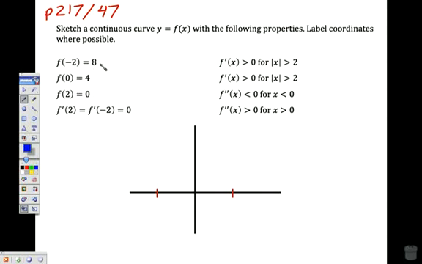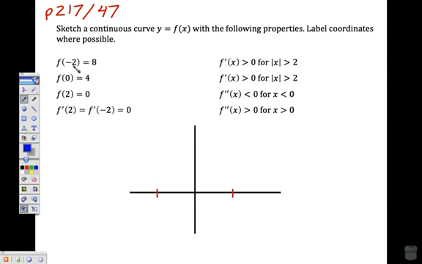They give us a bunch of different properties. Some of them are talking about f, some of them are talking about f prime, and some of them are talking about f double prime. I find it personally useful to go through those in that order. Do the f's first, put that stuff on the graph, do the f primes, think about what that means, and then do the f double primes. So I'm going to go through it in that order.